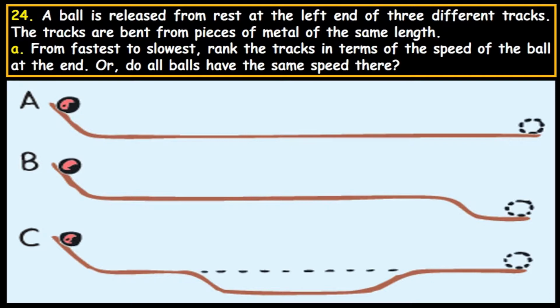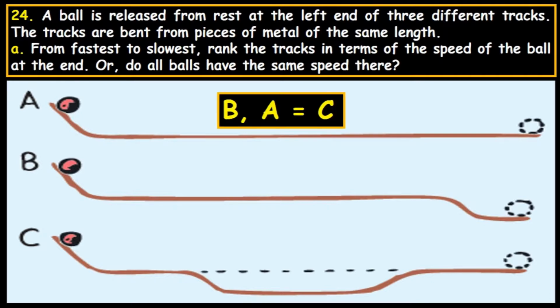From fastest to slowest, rank the tracks in terms of the speed of the ball at the end, or do all the balls have the same speed there? Okay. Well, what do you think? B, and then A equals C is the same.